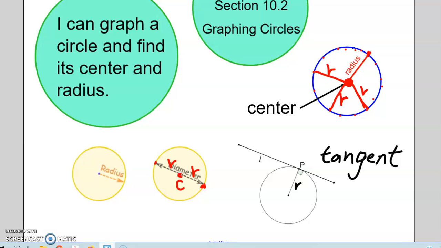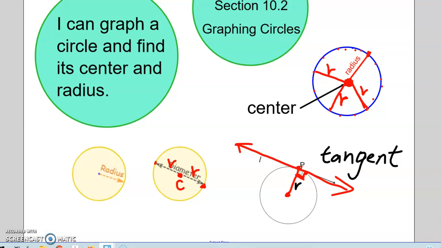Then the last term we'll need is tangent. And a tangent just touches the circle at one point. It touches that circle at that one point, and that's a straight line that extends out. Okay, so that's called a tangent. The interesting thing about a tangent is that it's perpendicular to the radius. So that's a 90-degree angle with the radius at the point that it touches that circle.